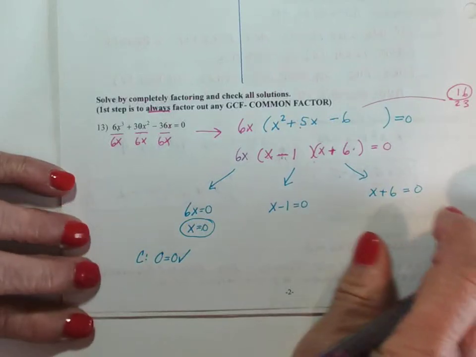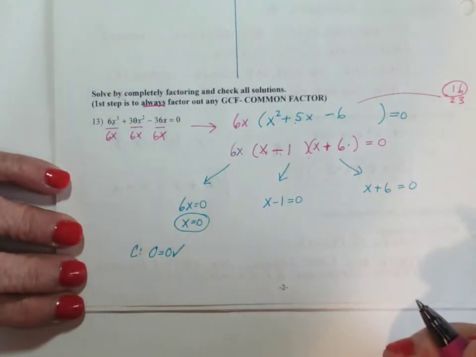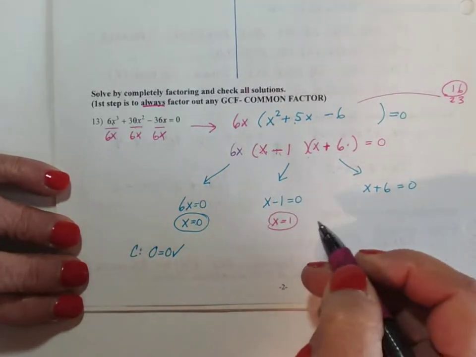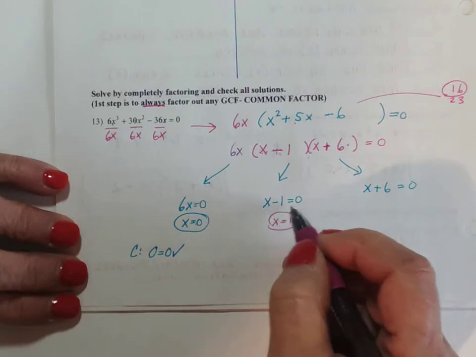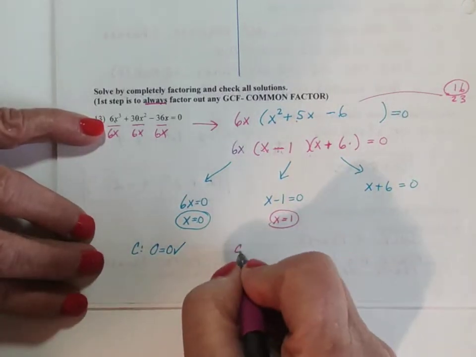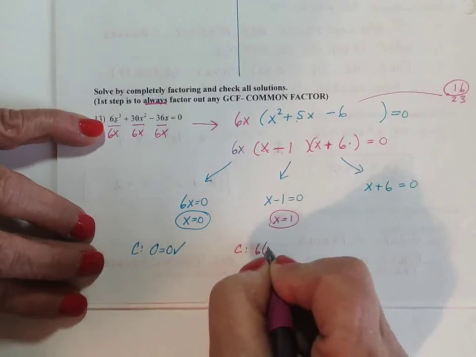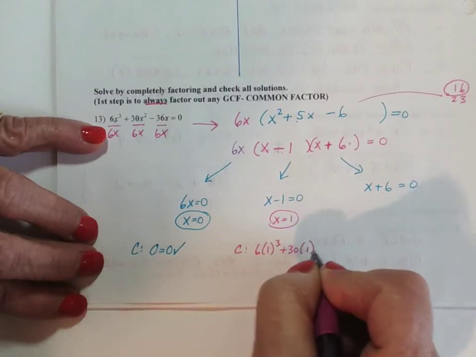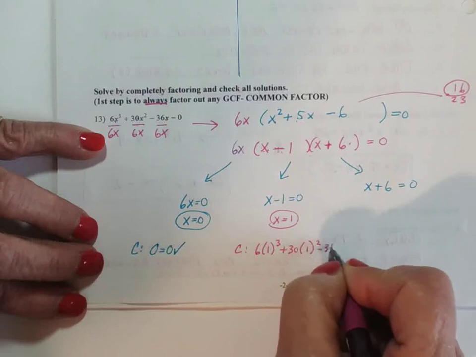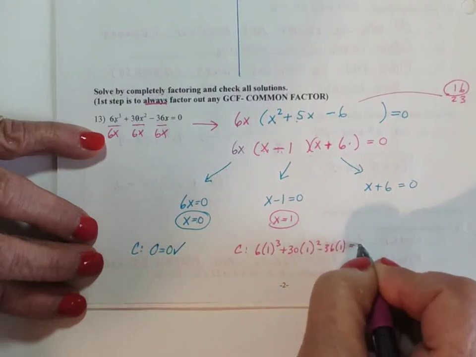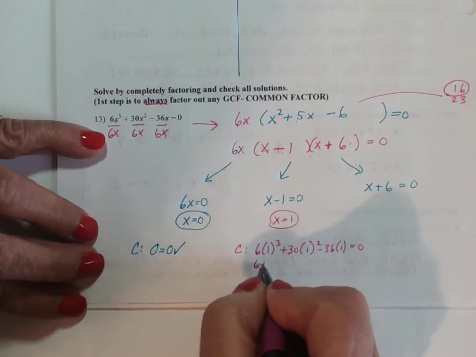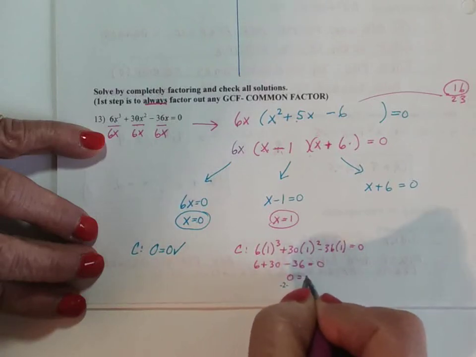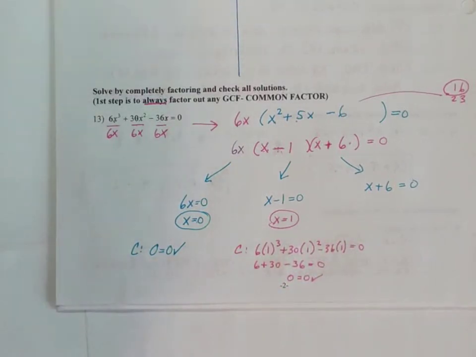Here, I add 1 to both sides, and I get x equals 1. Okay, 1 minus 1 is 0. I go back and I'm going to check it. 6, 1 cubed plus 30, 1 squared, minus 36 times 1 equals 0. So 6 plus 30 minus 36 equals 0. 0 equals 0. Cha-ching, it checks.